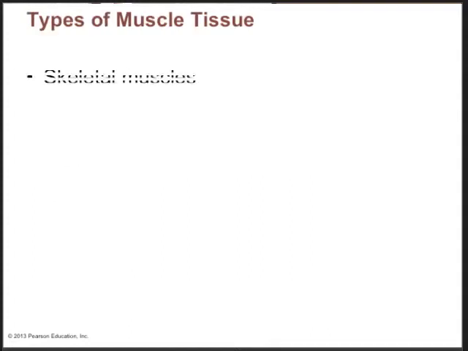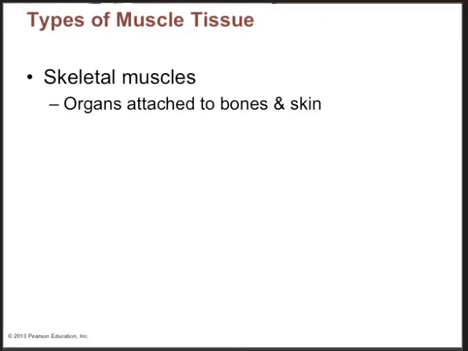Now, skeletal muscle is found in organs and attached to bones and skin, primarily either attached to skin and connective tissue beneath, or attached to muscle and bone, or attached to bone and bone. We control skeletal muscle.